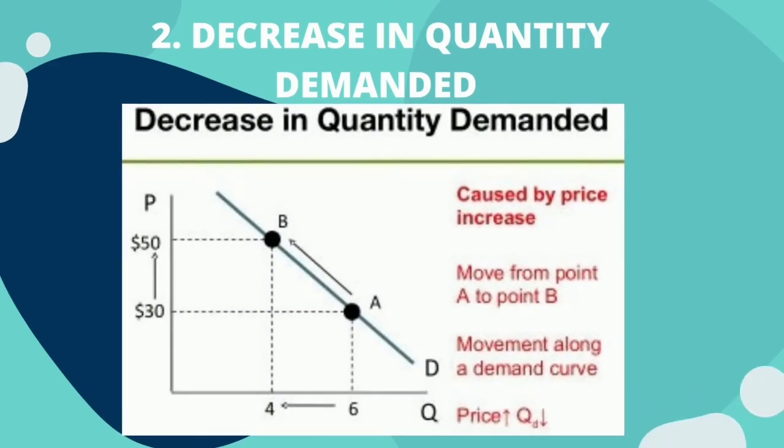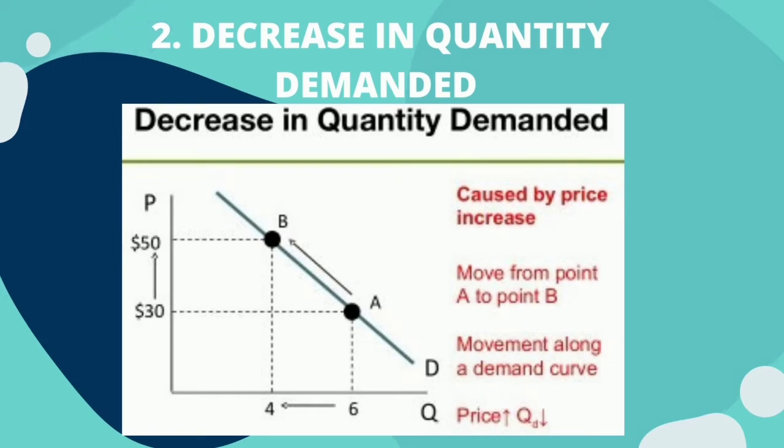2. Decrease in the quantity demanded. In this case, there is a decrease in the quantity demanded if the quantity of the commodity purchased decreases as a result of an increase in price. In the diagram, an increase in the price of the commodity from 30 to 50 naira brought about a decrease in the quantity purchased from 6 to 4 units.